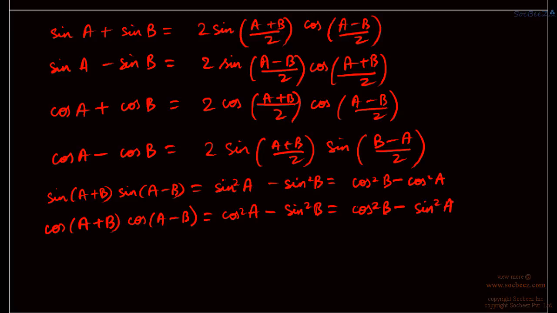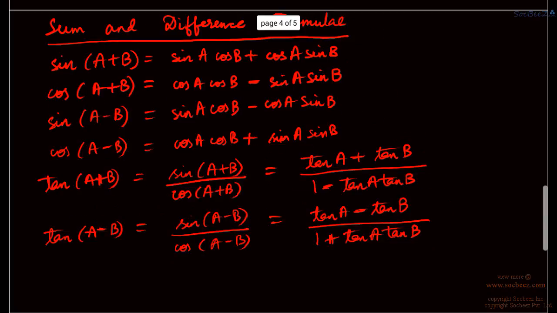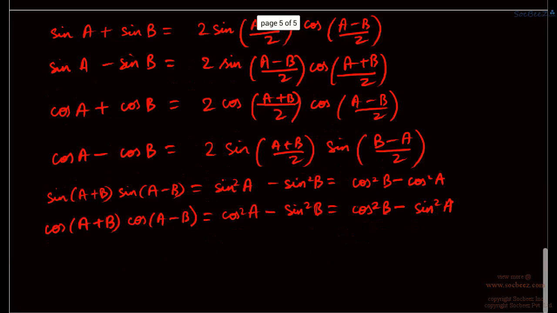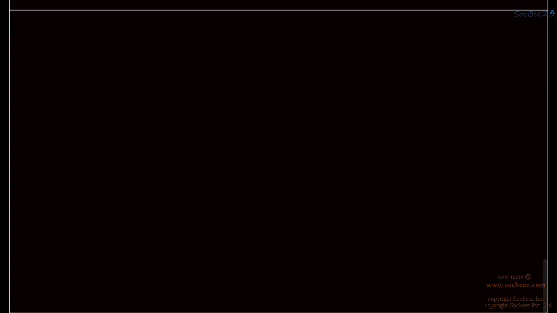So these were the sum and difference formulae, starting with sine of A plus or minus B, cos of A plus or minus B, similarly tan of A plus or minus B. Then we move to sine A plus or minus sine B, which are now represented as a product of two trigonometric functions. This is just a simple result; you can derive it very easily.